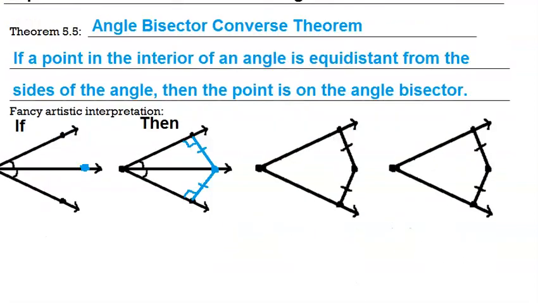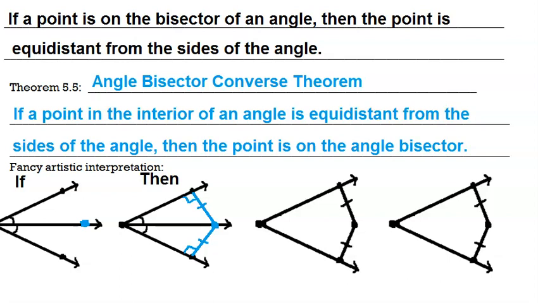All right, so let me show you what that would look like here. Let's say we have a point, and I'll just make this point red again, that's fine. And I know that it is the same distance away from one side as it is the other side. So the distance from here to here and the distance from here to here are the same. If that is true, then the point is on the angle bisector, which means I could draw a line through the angle itself, and that line would be the angle bisector, which means this piece and this piece would be the same measure.